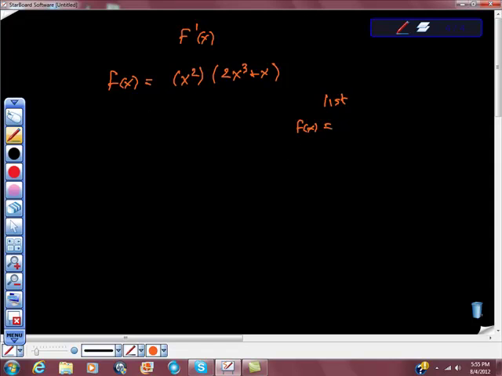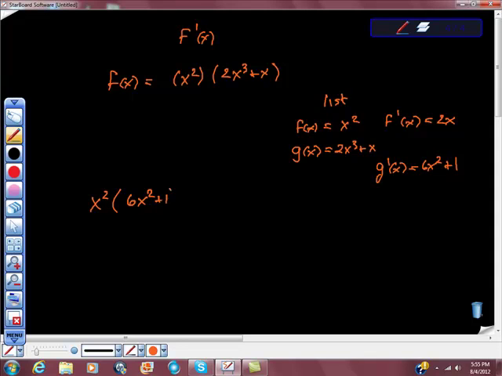Because I need to use this notation, f of x is x squared, and of course the first derivative of x squared is 2x, isn't it? Now I'm going to keep moving. The second function here that's being multiplied we're going to call g of x, and g of x is equal to 2x cubed plus x. Its derivative, g prime at x, is equal to 6x squared plus 1. And here, I'm going to use that same rule: f of x times g prime at x. There's f of x. G prime at x we said was 6x squared plus 1.